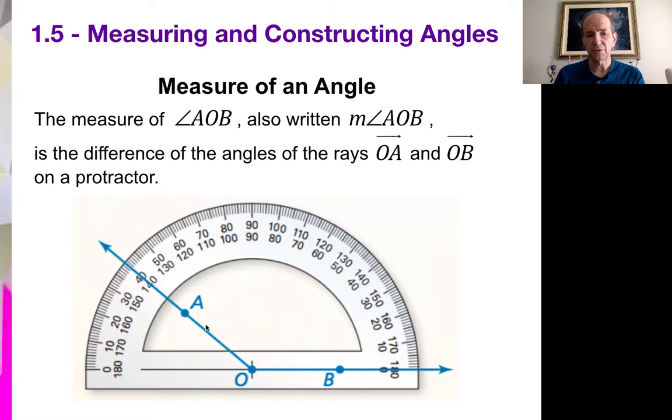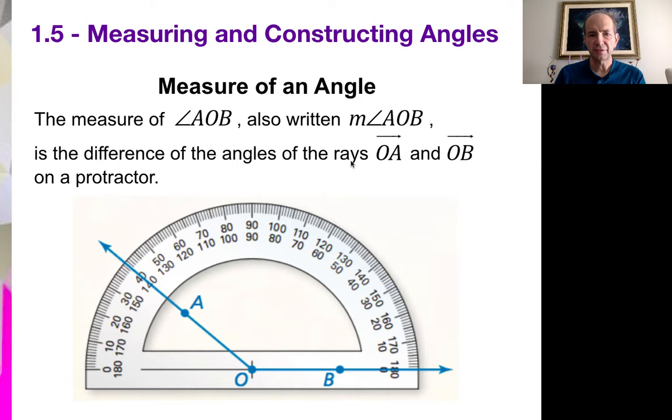And then the other ray is going to be somewhere along one of these numbers here in the protractor. So in this particular case, if this starts at 0, I'm going to count up 10, 20, 30, 40. 90 degrees is straight up, and then I just keep on going, and this one happens to be 140 degrees. So the measure of AOB is going to be 140 degrees, and we write this as M before the angle's name, angle AOB.